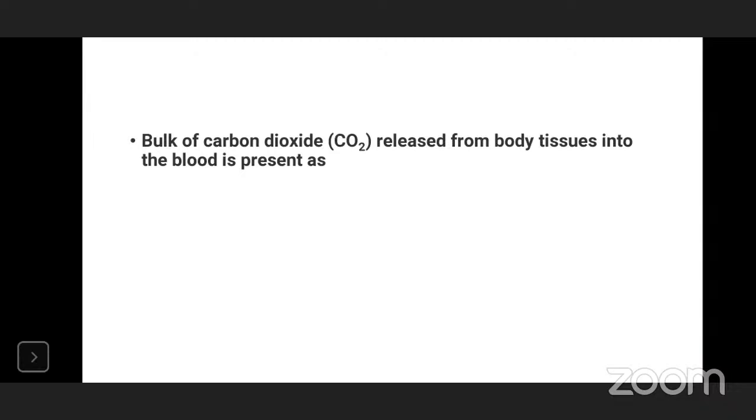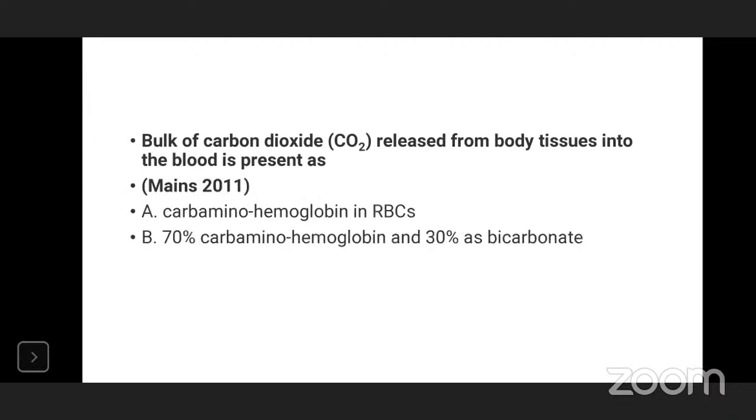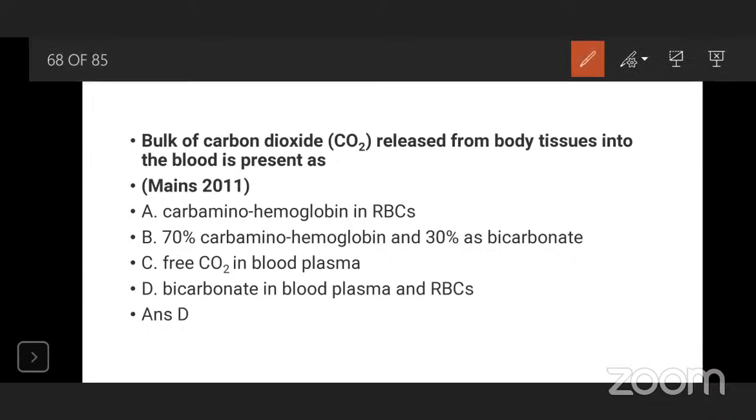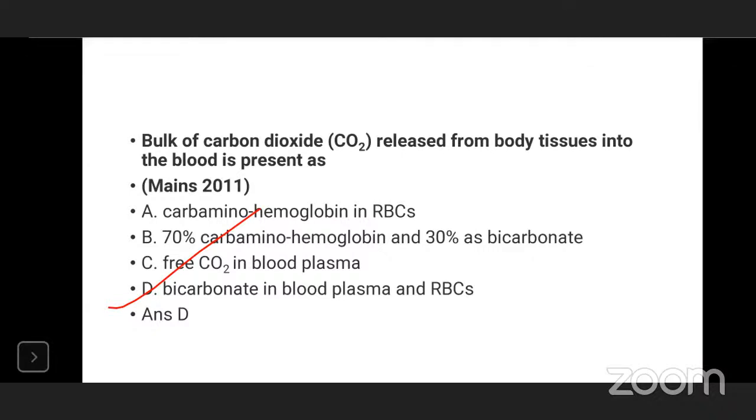Next question. Bulk of carbon dioxide released from body tissue into the blood is present as carbaminohemoglobin in RBC, 70% carbaminohemoglobin and 30% as bicarbonates, free carbon dioxide in blood plasma, or bicarbonate in blood plasma and RBC. The correct answer is bicarbonate in blood plasma and RBC. The bulk of the carbon dioxide from the body tissue is present as bicarbonate in blood and RBC.